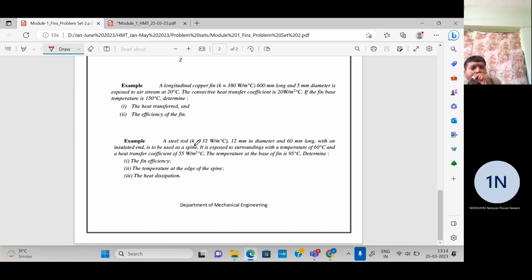So you just see this. A steel rod, thermal conductivity given, 12 mm in diameter and 60 mm long with an insulated end. That means it is clearly given in the problem that this is a case 2 problem. The fin is insulated at the end. Now we have to solve this problem by taking case 2 only, because it is clearly mentioned in the problem that the fin is insulated at the tip or the end. That's all.